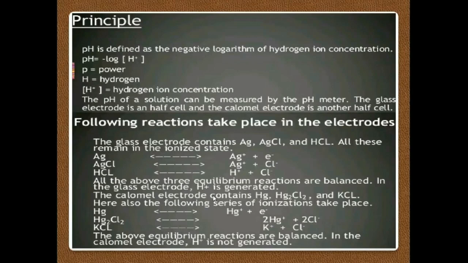The calomel electrode contains mercury, Hg, Hg2Cl2 and KCl. Here also the following series of ionization takes place in this electrode. Hg, Hg2Cl2, KCl. Then Hg is ionized, Hg plus, to electron minus. Similarly, 2 Hg plus 2 Cl minus. Potassium chloride becomes K plus and Cl minus. So the above equilibrium reactions are balanced. So in the calomel electrode, H plus ion concentration is not generated.